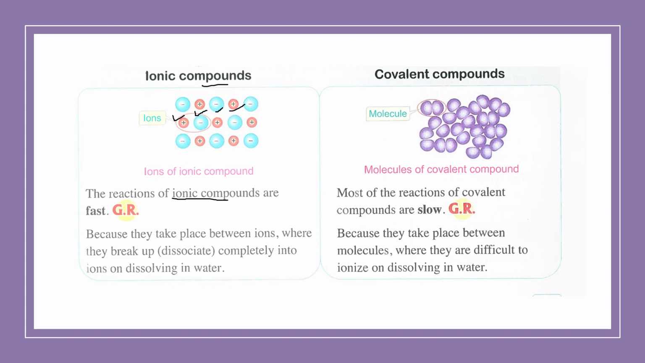Why? Because it takes place between ions. Ions can be broken down easily or dissolved easily in water. So the rate of chemical reaction is high, or the chemical reaction acts with a high speed in case of the ionic compounds. Same like NaCl.